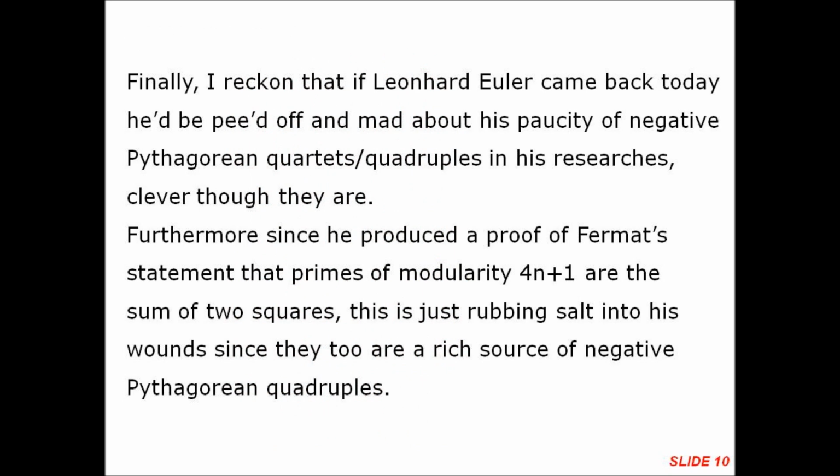Finally, I reckon that if Leonhard Euler came back today, he'd be peeved and mad about his paucity of negative Pythagorean quartets, or quadruples, in his researches, clever though they are. Furthermore, since he produced a proof of Fermat's statement that primes of the form 4n plus 1 are the sums of 2 squares, this is just rubbing salt into his wounds, since they too are a rich source of negative Pythagorean quadruples.